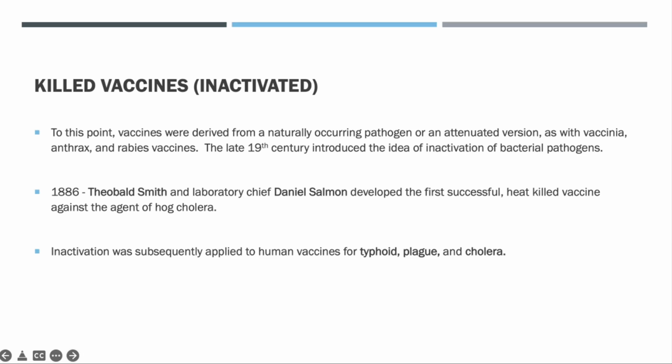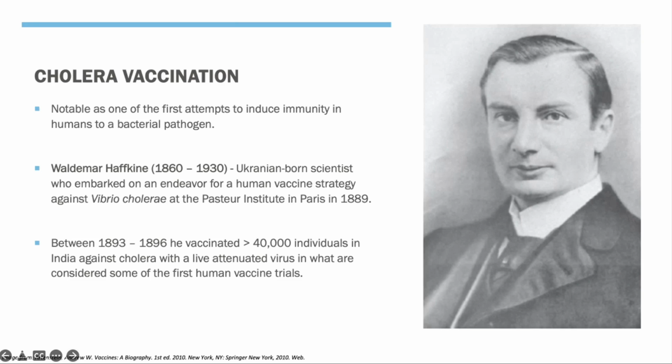Inactivation was subsequently applied to human vaccines for typhoid, plague, and cholera, each of which has an interesting story. Cholera was notable as one of the first attempts to induce immunity in humans to a bacterial pathogen.